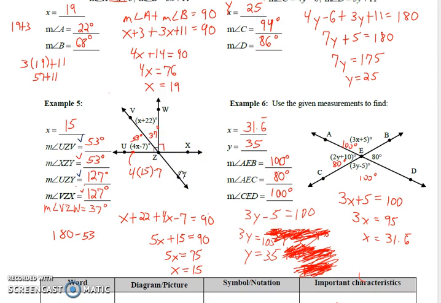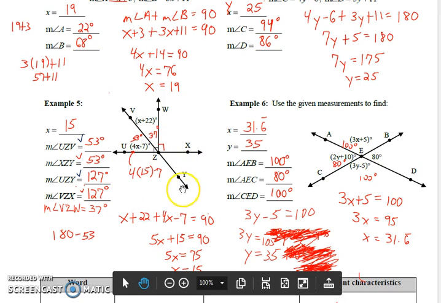So this problem becomes a little easier if you can just ignore ZW right now. So just cover that up with a sheet of paper or with your finger, and just look at VZU and XZY, these two angles here. Do you see that they're vertical? They're formed by two intersecting lines, and they're across from each other, so they're going to be equal. So if this one's 53, then XZY is 53. Okay, and then they want to know UZY.